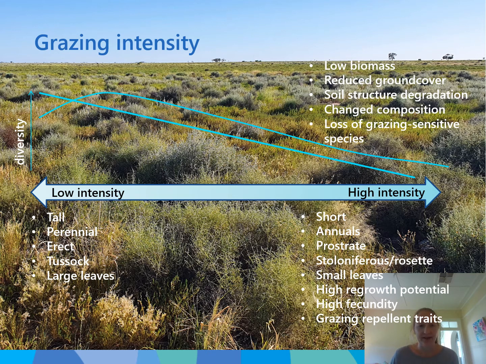In terms of the characteristics that we see in plants as we increase in the grazing intensity, we generally see a loss of those tall perennial erect and tussocky type of species with large leaves, and an increase in the short, prostrate and annual type species with smaller leaves and a higher regrowth potential, or with grazing repellent traits such as spines. And you can see these changes as we drive closer to water points, or if you have one paddock that's been grazed at a higher stocking rate to another over the long term, you may notice these characteristics of species are more abundant.